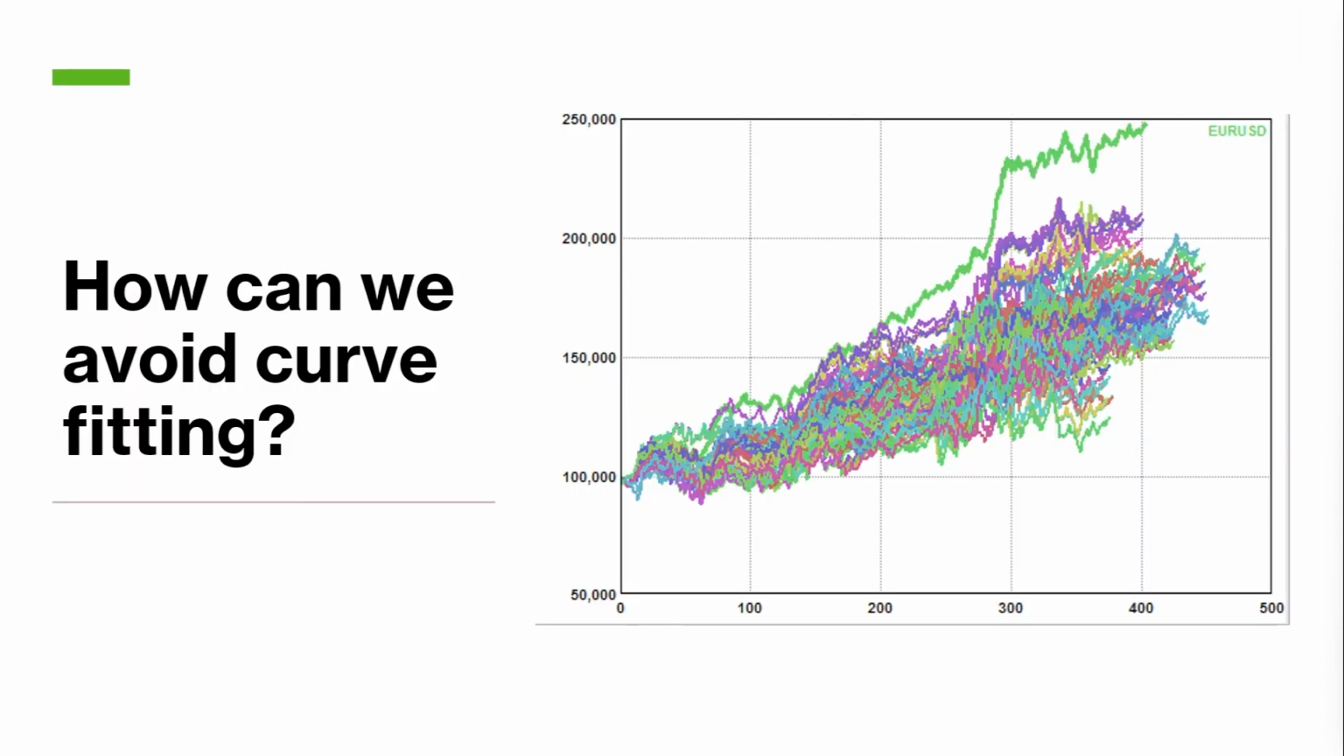Next is how can we avoid curve fitting? Now, there are a few things that we can do to avoid curve fitting. One of them is to do robustness testing. So like Monte Carlos, out of sample testing, parameter sensitivity testing, and also making sure that we have a simpler strategy compared to a more complex one. This involves testing the strategy under different market conditions with different data sets as well. Another one is to use a small number of variables in the strategy. And finally, we should avoid changing the parameters of the strategy too often.